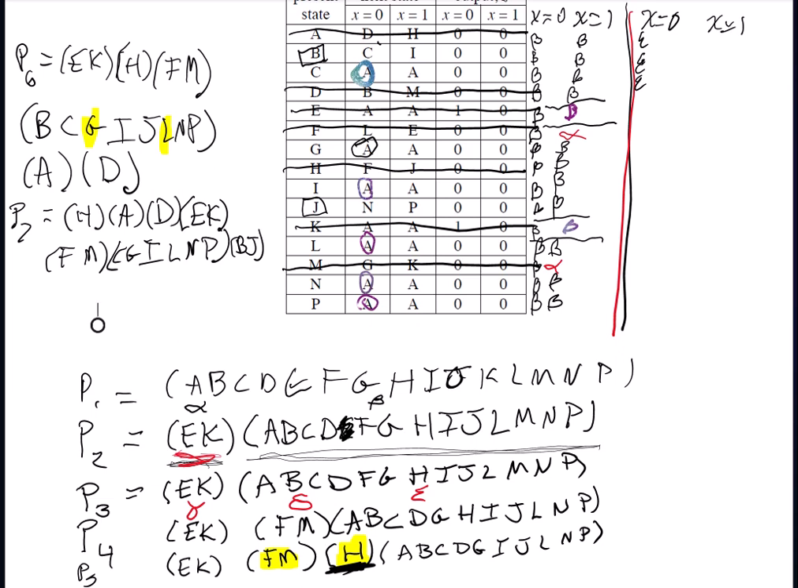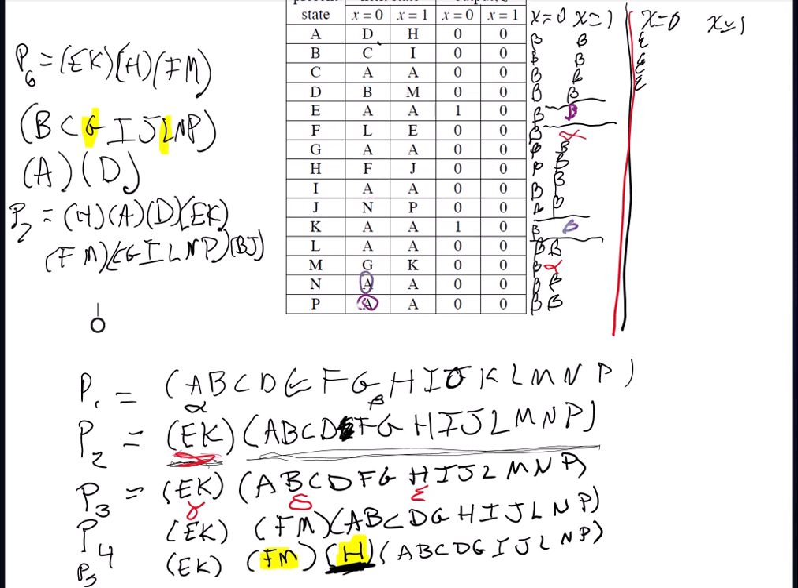Okay, now we'll look at the one successors. So let's take a look at the one successors. So H, A, and D, they're going to stay. E and K both have A as their one successor, so they'll stay. F and M have E and K as their one successors. Well, E and K are in the same partition, so F and M will stay as they are.